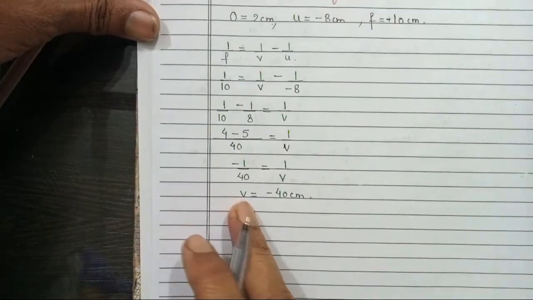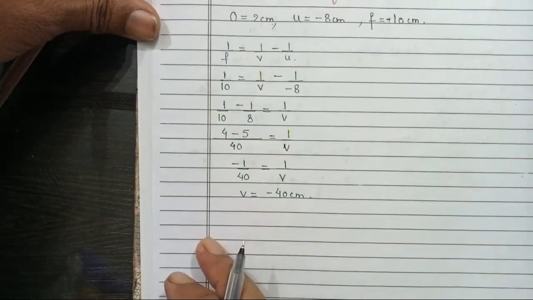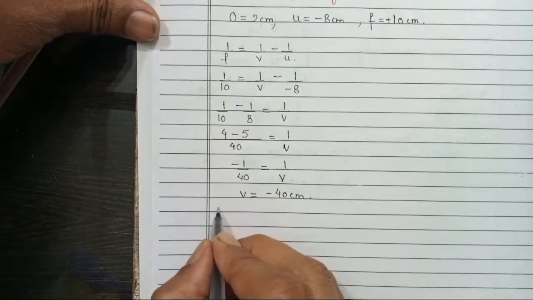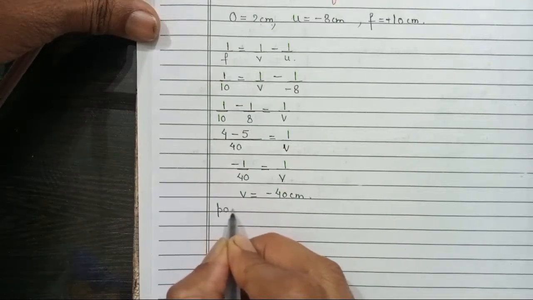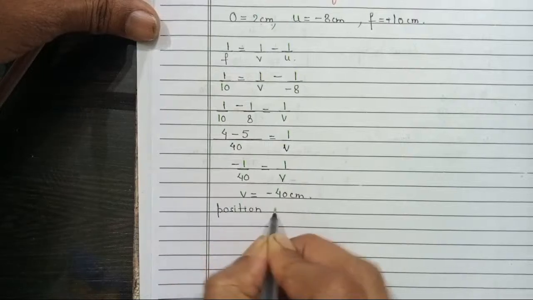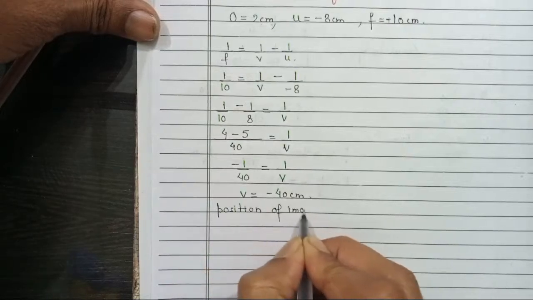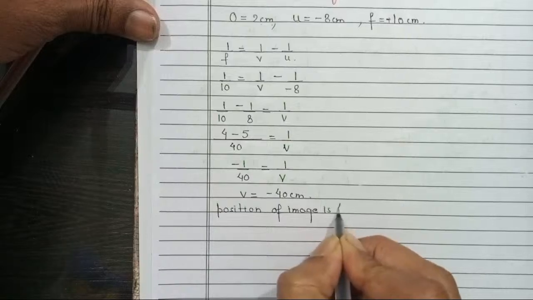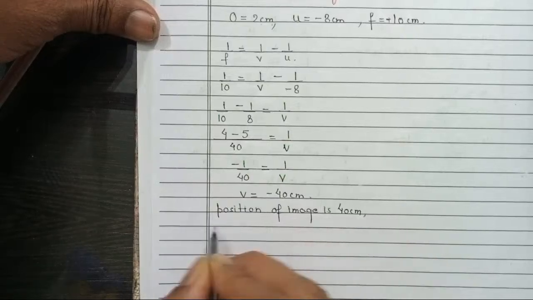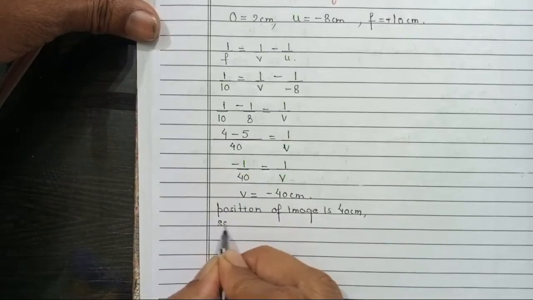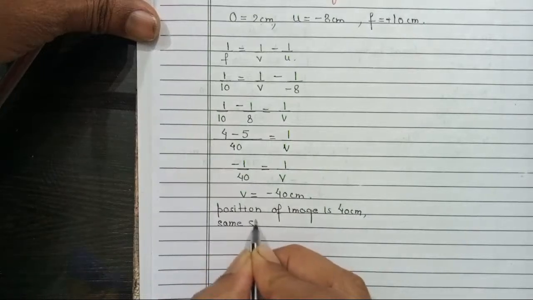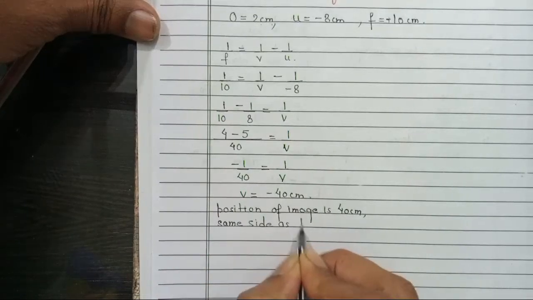Now getting V in minus shows that the image is formed on the same side as the object. So you can say the position of the image is 40 centimeter and the image is on the same side as the object.